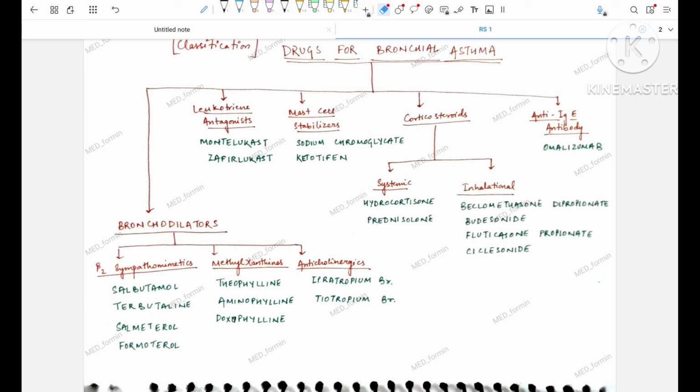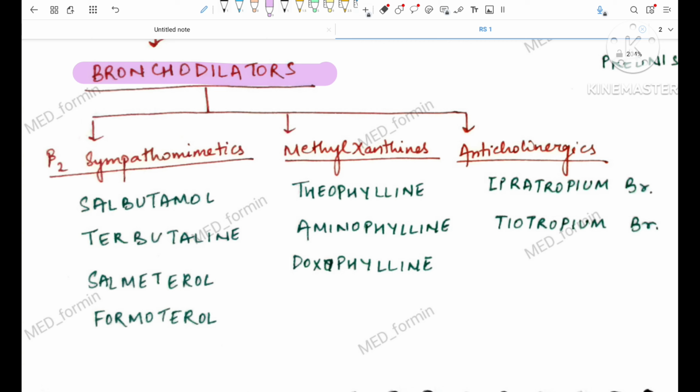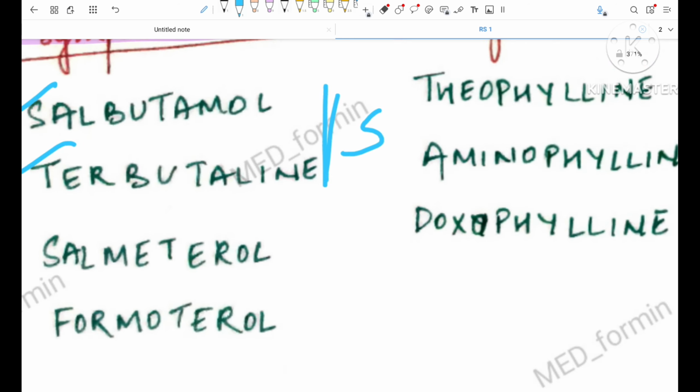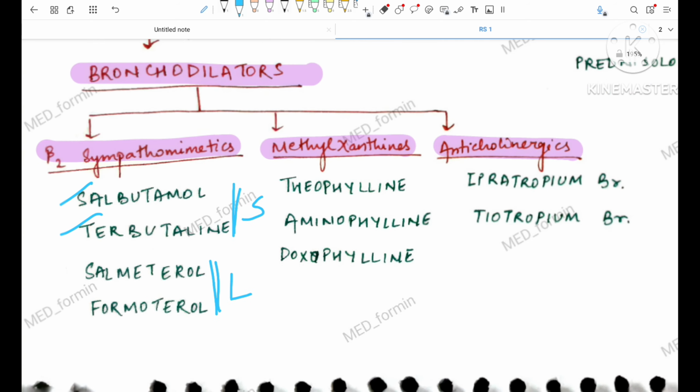Let's get started. So, drugs used for bronchial asthma. The mainstay of treatment here is the bronchodilators. Bronchodilators are divided into three categories. We have beta 2 sympathomimetics, which are selective beta 2 agonists, methylxanthines, anticholinergics. Among beta 2 sympathomimetics, we have salbutamol and terbutaline, which are short acting, and salmeterol and formoterol, which are long acting beta 2 sympathomimetics.